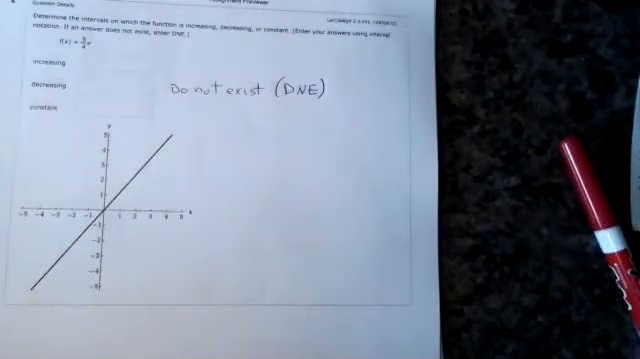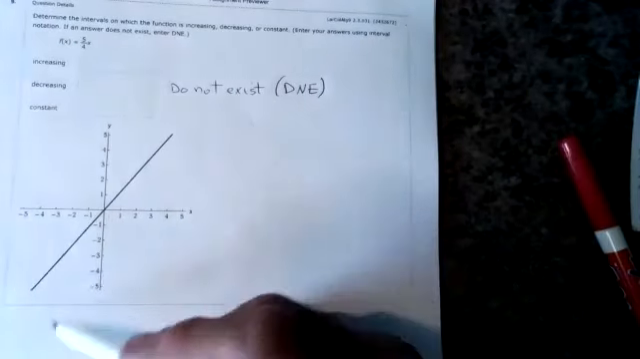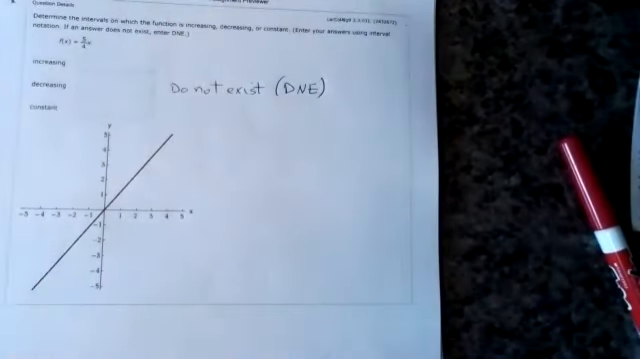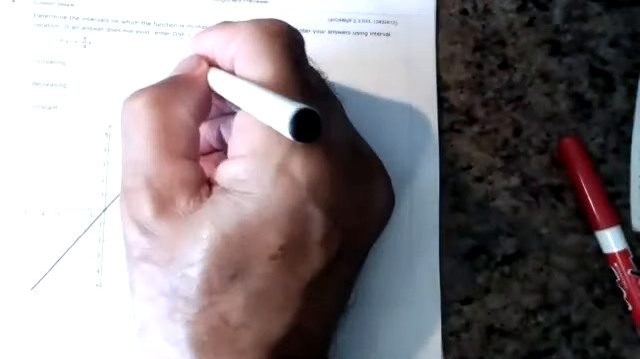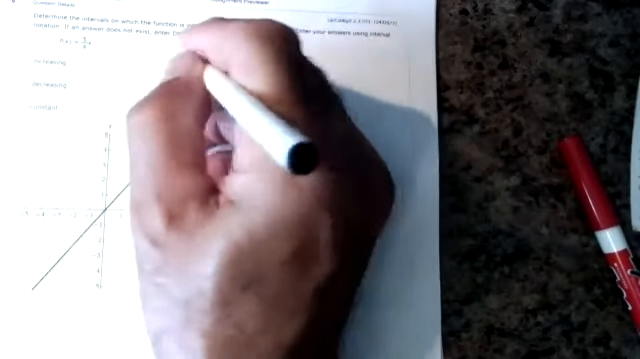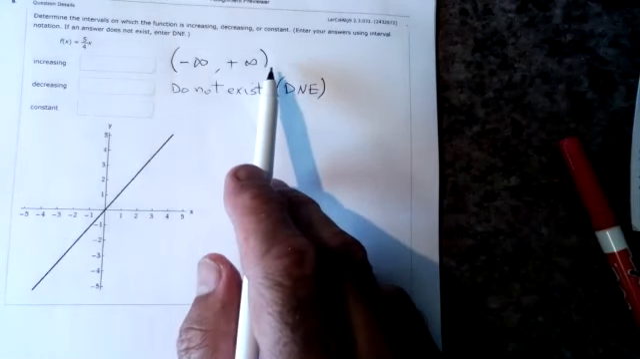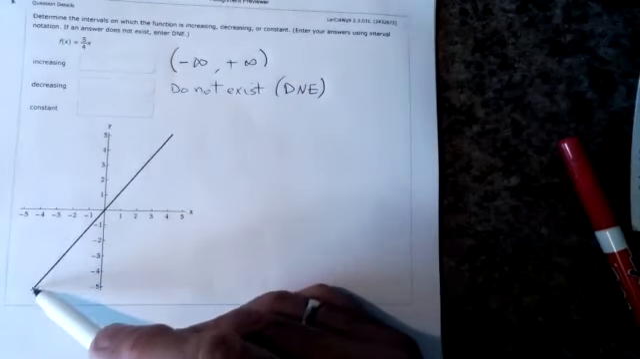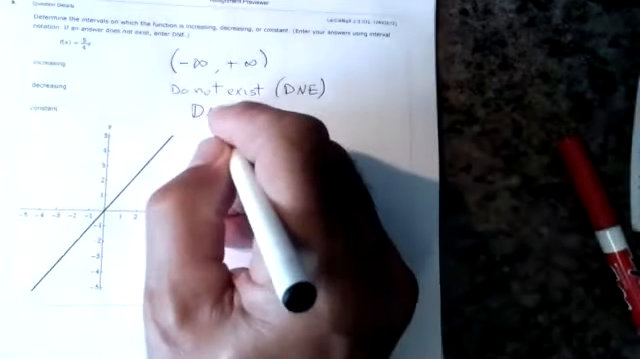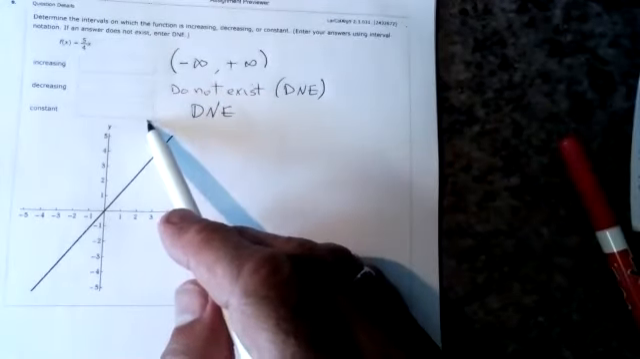So here, the function always increases. See that? So between -infinity and positive infinity, the function always increases. For infinity, you never use a bracket because we will never reach there. So it always goes from -infinity to positive infinity. So for D and E, we use this symbol, which means does not exist. Does it decrease? No. Is it constant? No. It just increases.